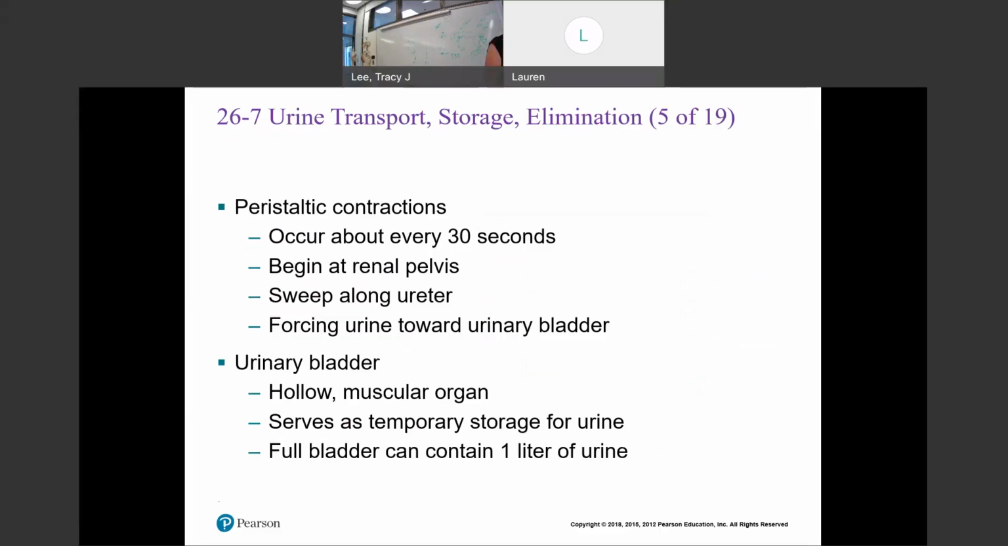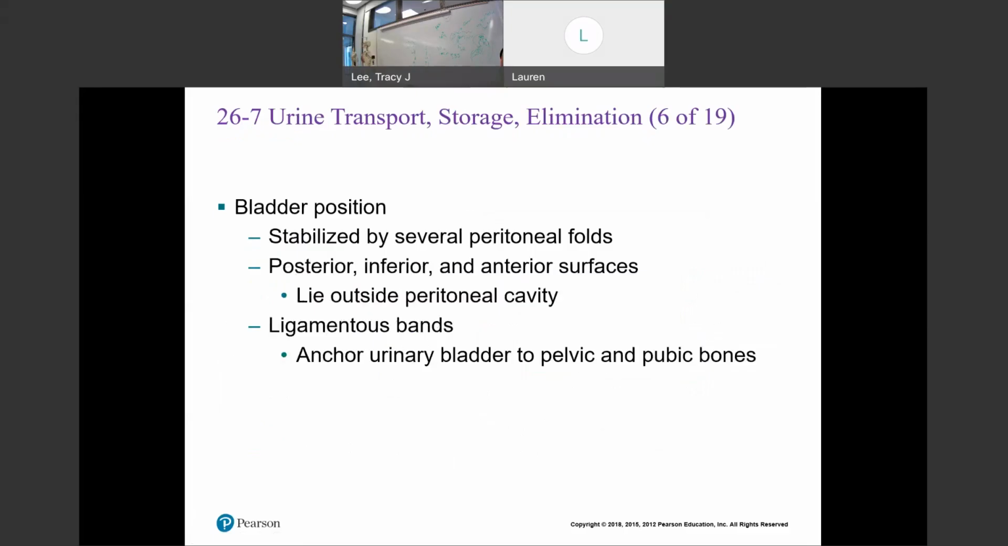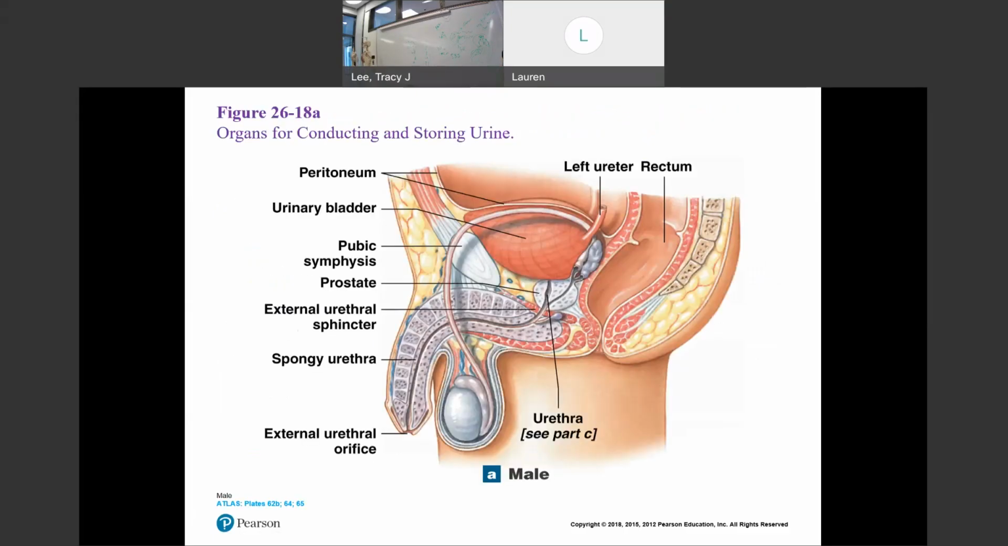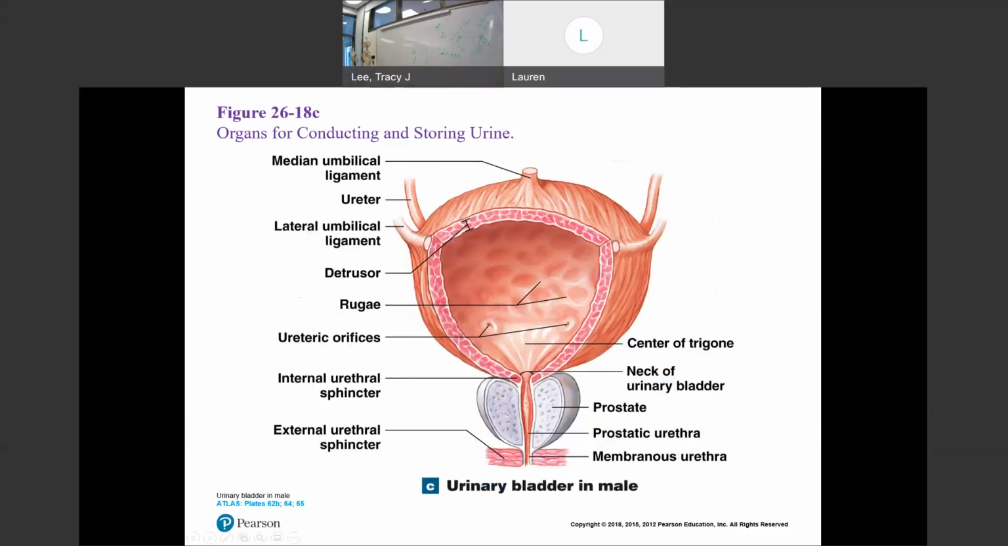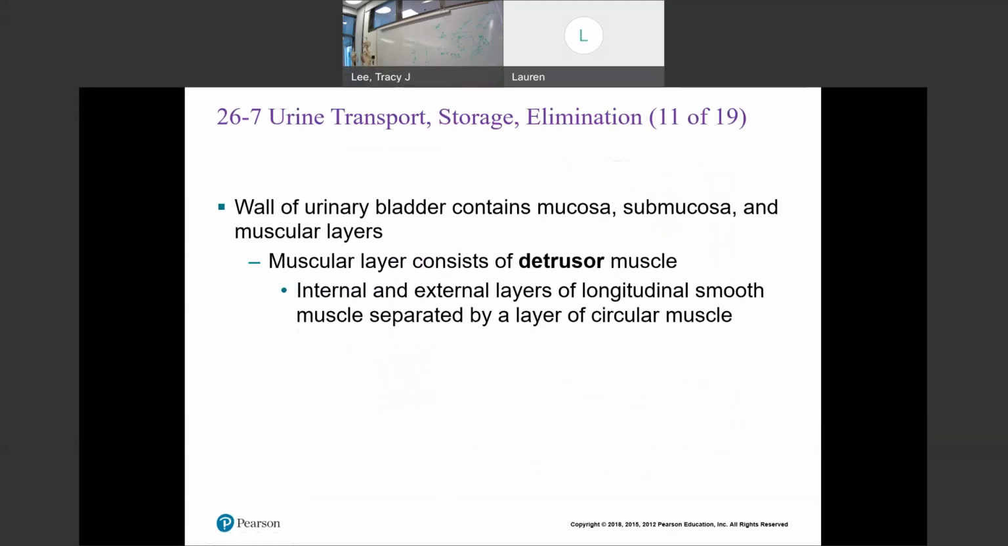We do have peristaltic contractions to basically our bladder. Bladder, I want you to know, is transitional. We just talked about a full bladder can hold about 1 liter of urine. And here's our male bladder right here. Here's our female bladder in here. This shows the inner part of it. The muscle for the contraction of the bladder is the detrusor muscle.